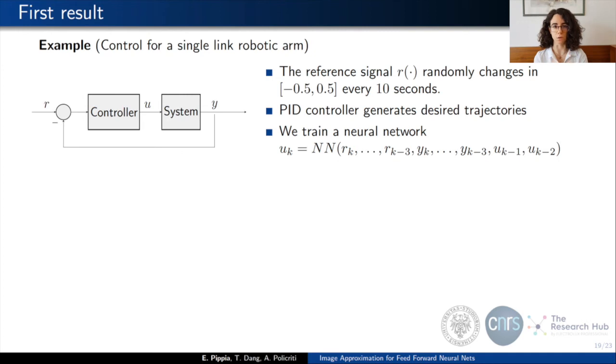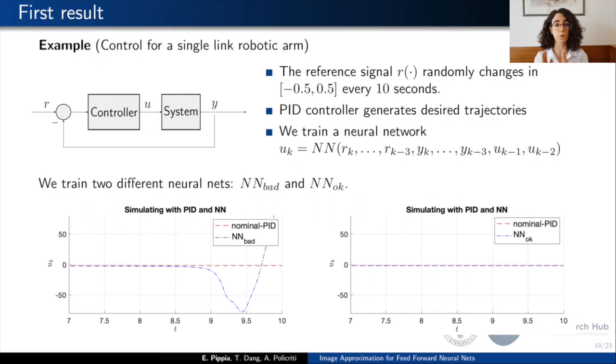Here we have a single link robot arm, and this example is from Simulink, and we have a PID controller that is trying to follow the reference signal that is changing every 10 seconds. We train a neural net based on this controller and we obtain two neural networks. In the first case, we call it neural network bad because it's not able to follow the reference signal minus 0.2, and this is the picture on the left. And then the second one is neural network OK because it's almost able to track, and it is the picture on the right.